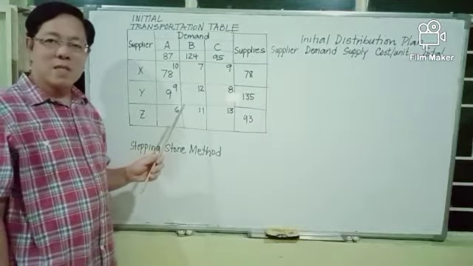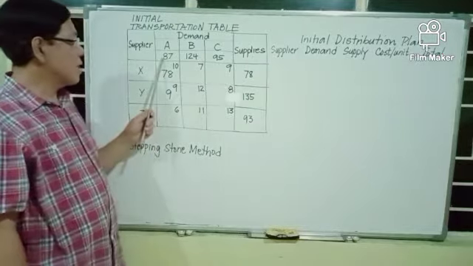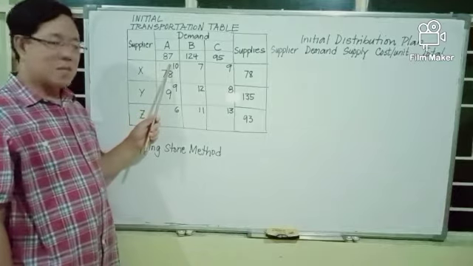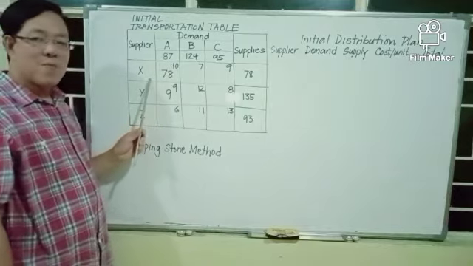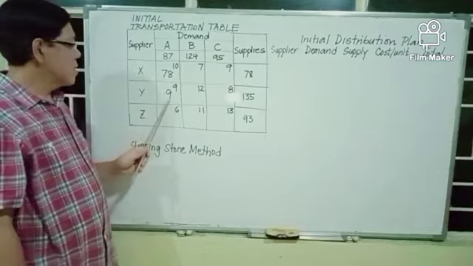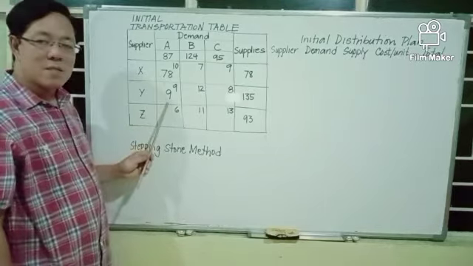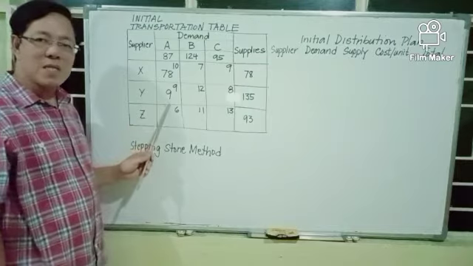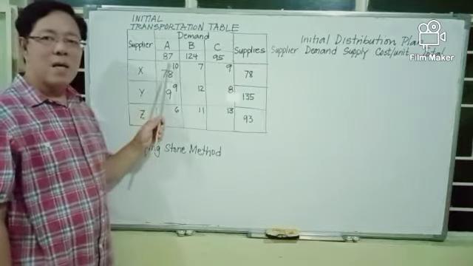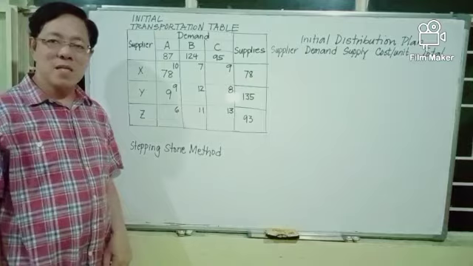Now we have fully satisfied the demand of A of 87 units. 78 will come from supplier X. 9 will come from supplier Y. 78 plus 9 is 87. Now customer A is fully satisfied.